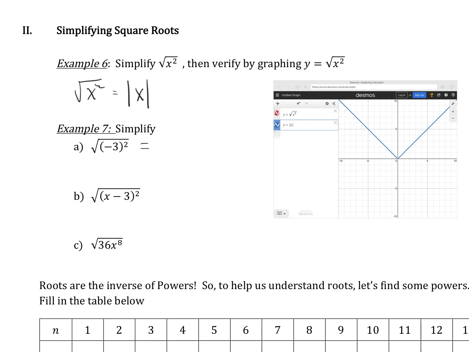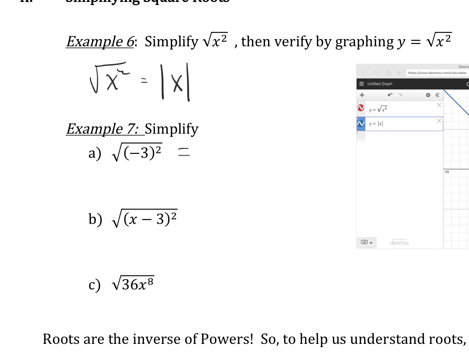So that just kind of proves that, yes, the square root of x squared is the absolute value of x. So what that means is the square root of negative 3 squared, these kind of cancel each other out, and it leaves us with, is it negative 3? No, it's the absolute value of negative 3. And we know the absolute value of negative 3 is 3. Here, the square root of x minus 3 squared, those kind of cancel each other out. And we have x minus 3, but it's not just x minus 3 because we need to make sure that's positive. So we got to put absolute value signs around that.